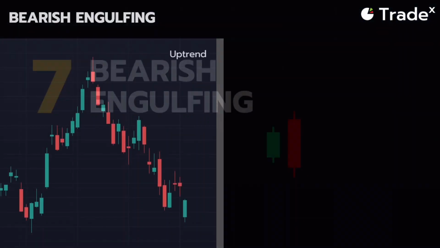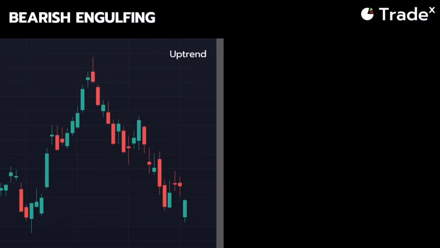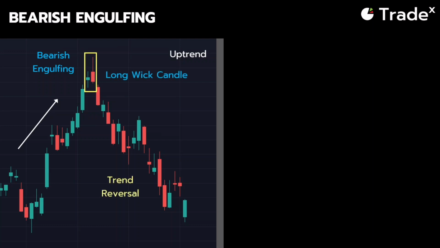An example on the left demonstrates the bearish engulfing pattern during an uptrend. Initially, the price rises strongly but then slows down with an indecision candle near the top. When a large red bearish candle engulfs the previous candle, it signals that sellers have taken control, leading to a trend reversal. The second candlestick in this bearish engulfing pattern also has a long upper wick, reinforcing the selling pressure.